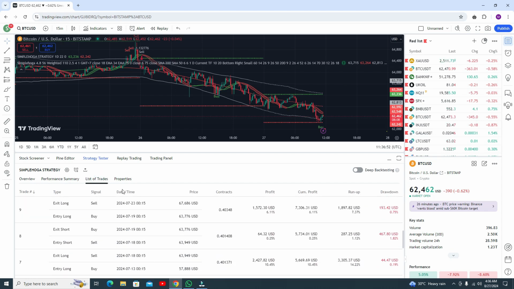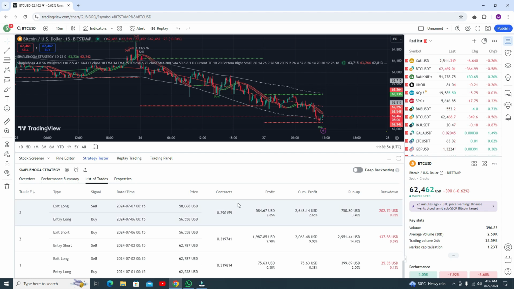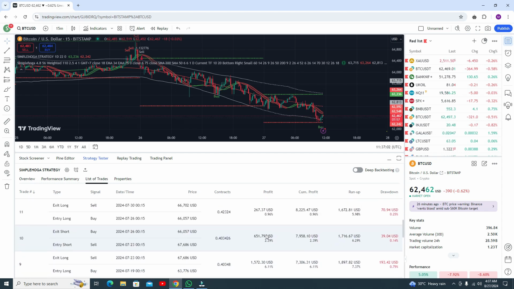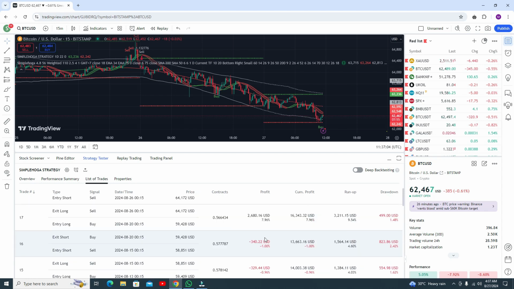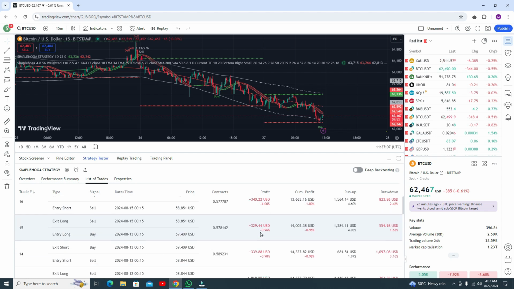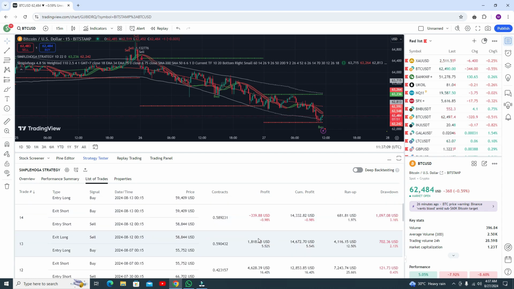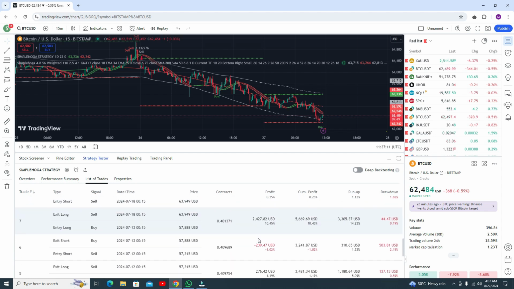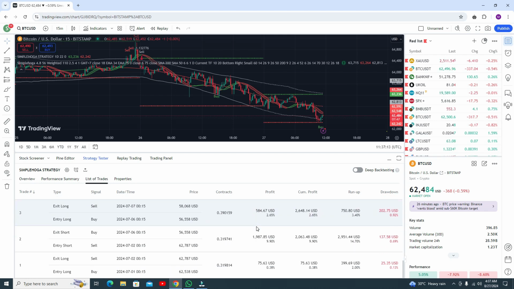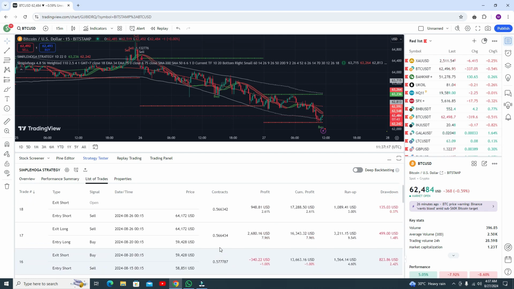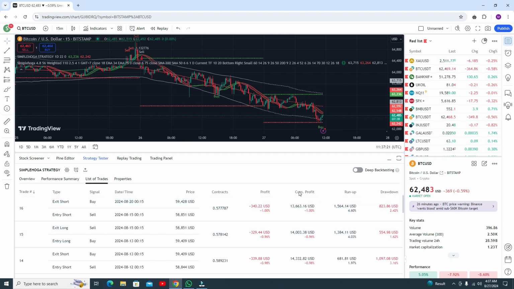These are all profitable trades. This one, okay, this is the drawdown and this is the profit. Here you can see, from the last 17 trades you are getting 3 trades in loss, and 3, 1 and the fourth one. Okay, you got 4 trades in loss, otherwise 12 to 13 trades are in profit.